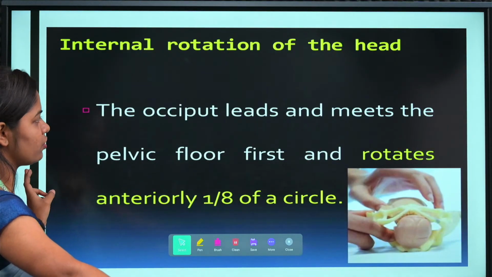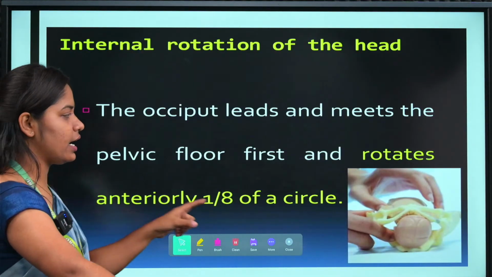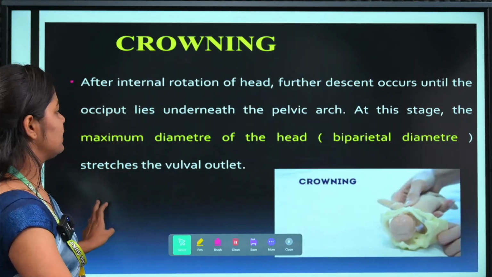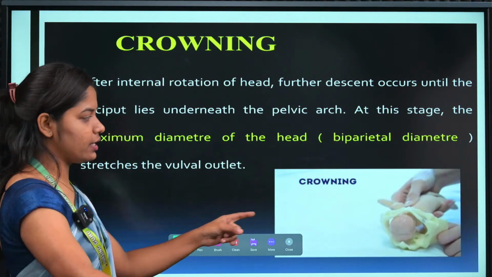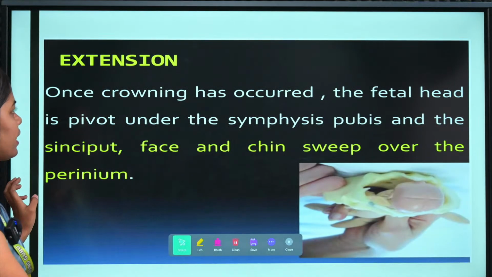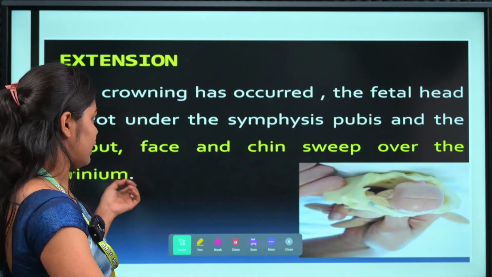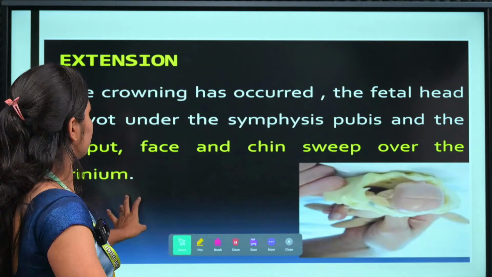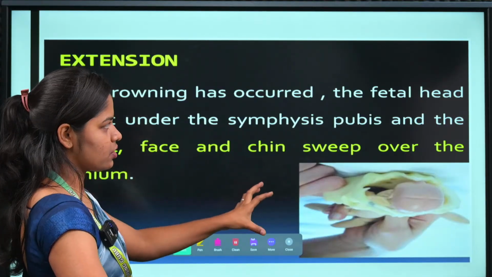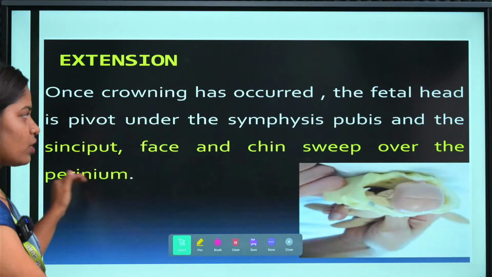Next, internal rotation of the head. The occiput leads and rotates 1/8 of the circle anteriorly, and it reaches the pelvic floor. Then crowning, the head will be visible. Through the biparietal diameter, the head will be visible in the pelvic outlet. Then extension, here the sinciput, face and chin will sweep the perineum. The head will be delivered.